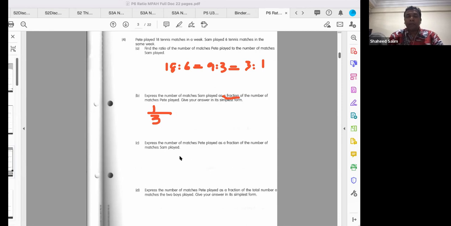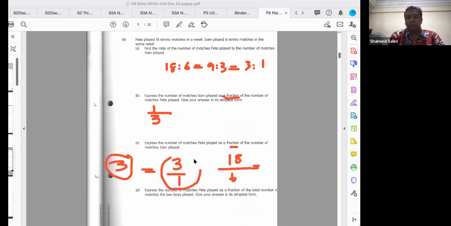Okay. Express the number of matches Pete played as a fraction, so it's 3. You know why? Because it's actually 18/6. 18/6 is what? It's 3/1. So the answer is just 3. If you want to write 3/1, can, 3 also can. Either one. The last one, express the number of matches Pete played to the total number they played. 18 plus 6, 24.